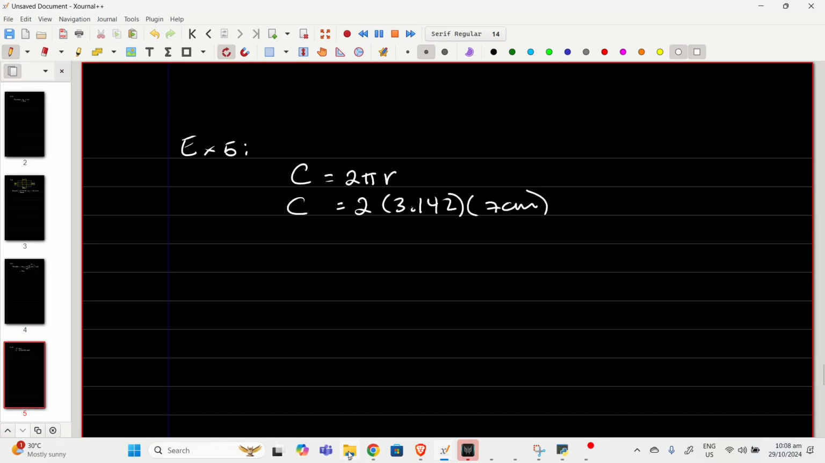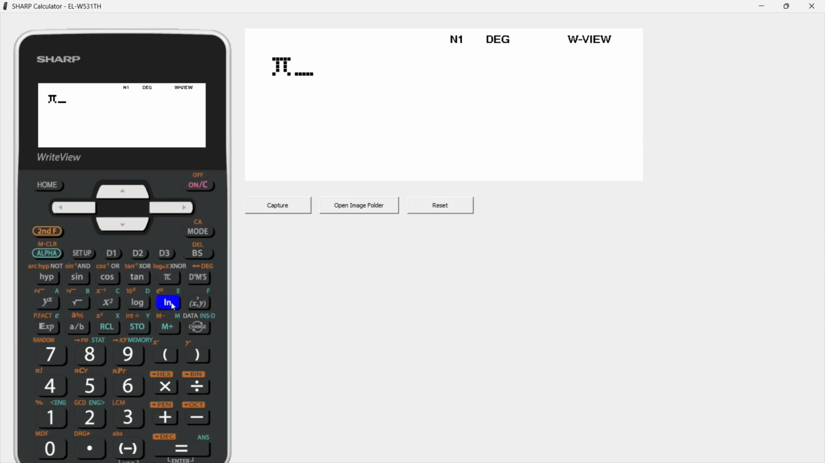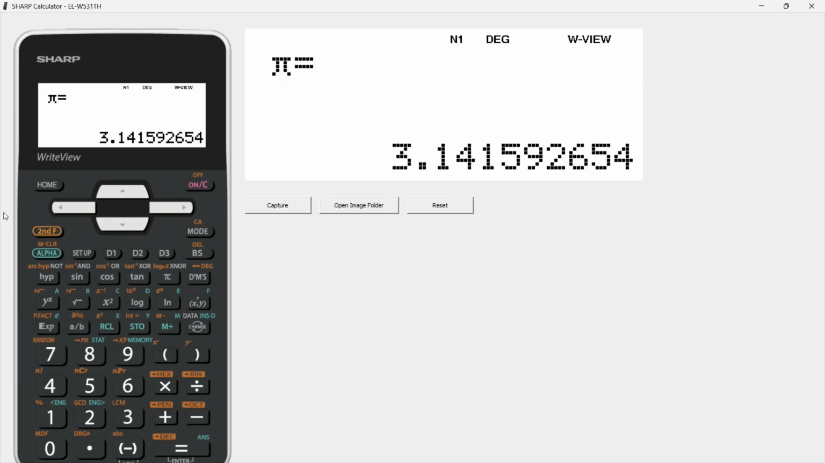Let's use our calculator. Alright, here's our calculator. Now pi can be a button like this, or a second function which you have to press this, and then the second function to get it. The value of pi on the calculator is as follows. You shouldn't use this value unless they do not state what value of pi you should use. Most instances, you will be required to use 3.142.